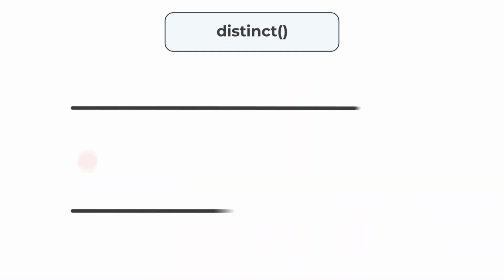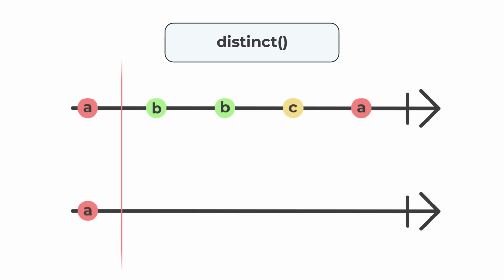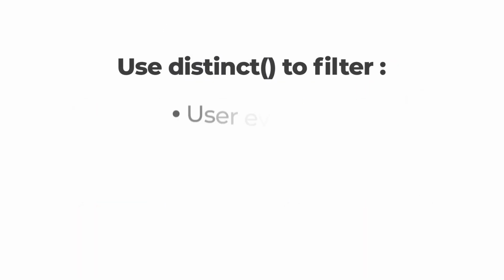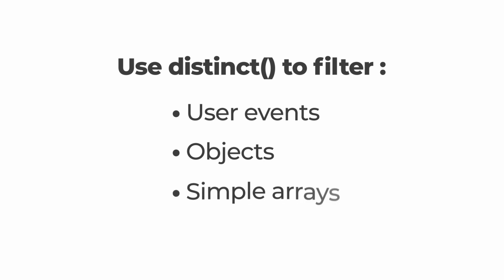Let's talk about the RxJS operator, distinct. Distinct is a mapping operator that filters out repeat data, only letting unique data continue through the stream. It can filter out user events, objects, or handle simple arrays.